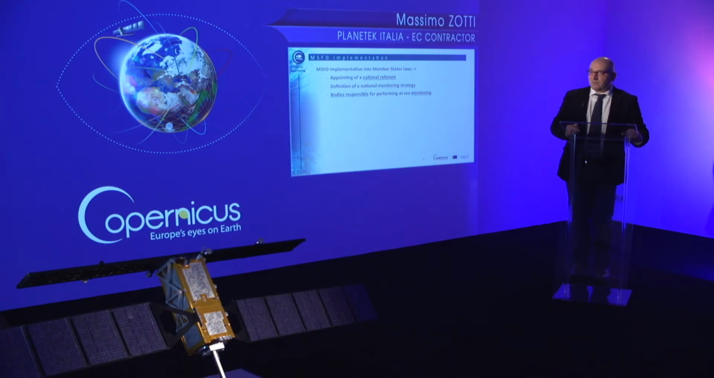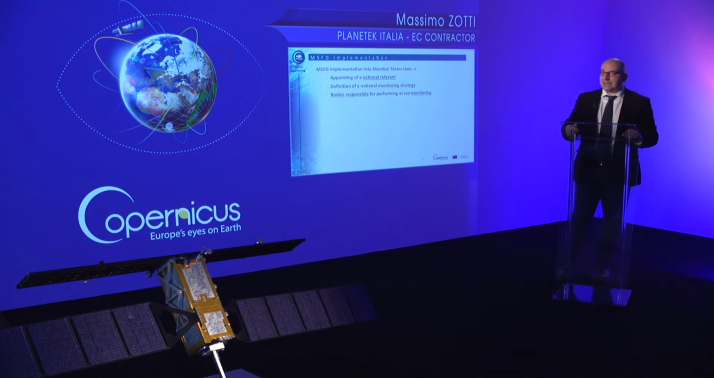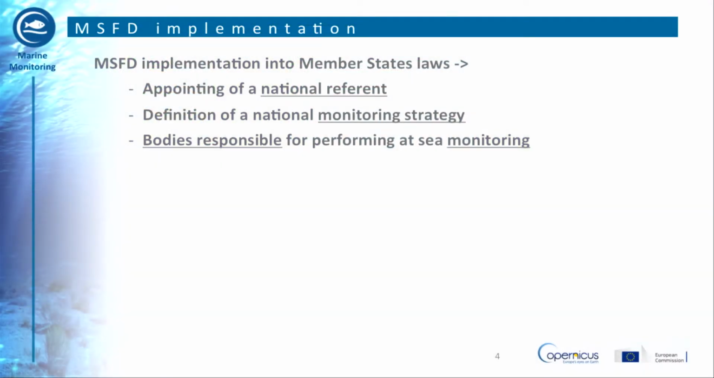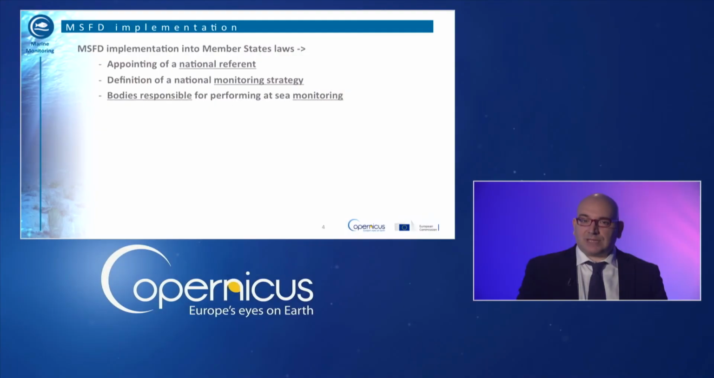The Marine Strategy Framework Directive has been implemented by the Member States through a set of actions that usually includes the appointing of a national referent, which has the role of reporting to the European Union and which is responsible for the definition of the national monitoring strategy. This has to be done in harmony with what is done by bordering countries. The required monitoring usually consists of at-sea measurement and sampling campaigns, and is assigned to national and local environmental agencies.